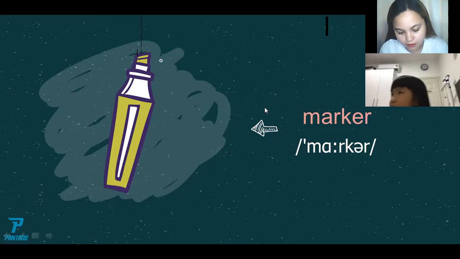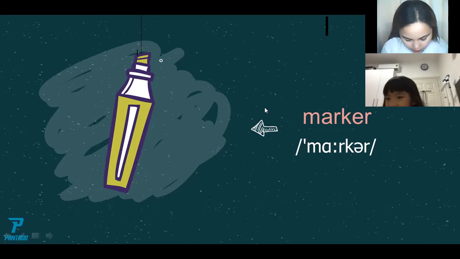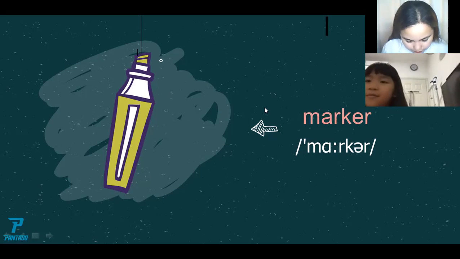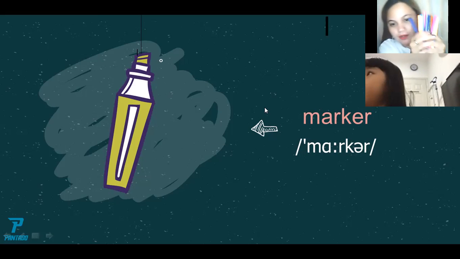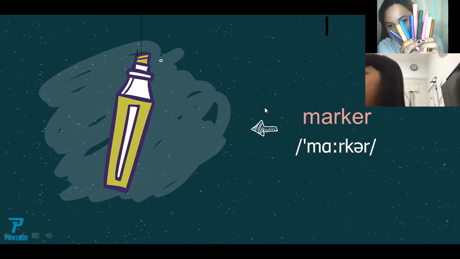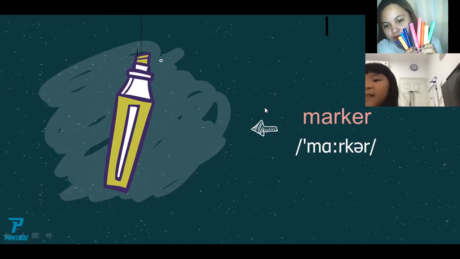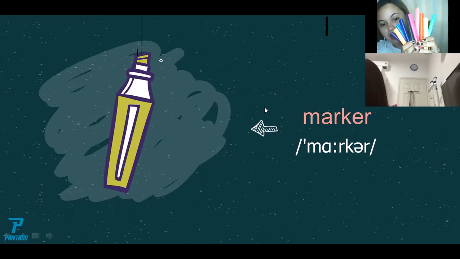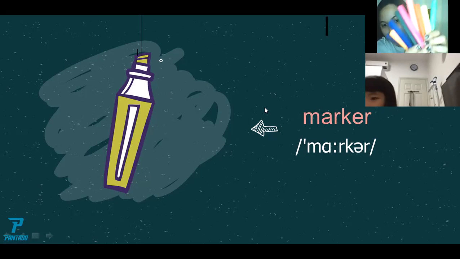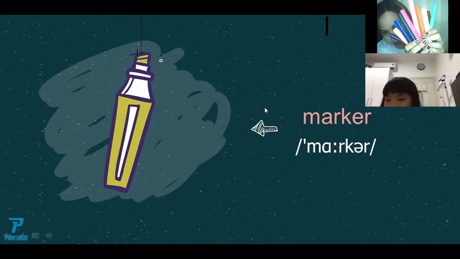No, I don't. Oh, you don't have a look. Teacher has a marker. Look. This one is a marker, okay? I got many colors of a marker.